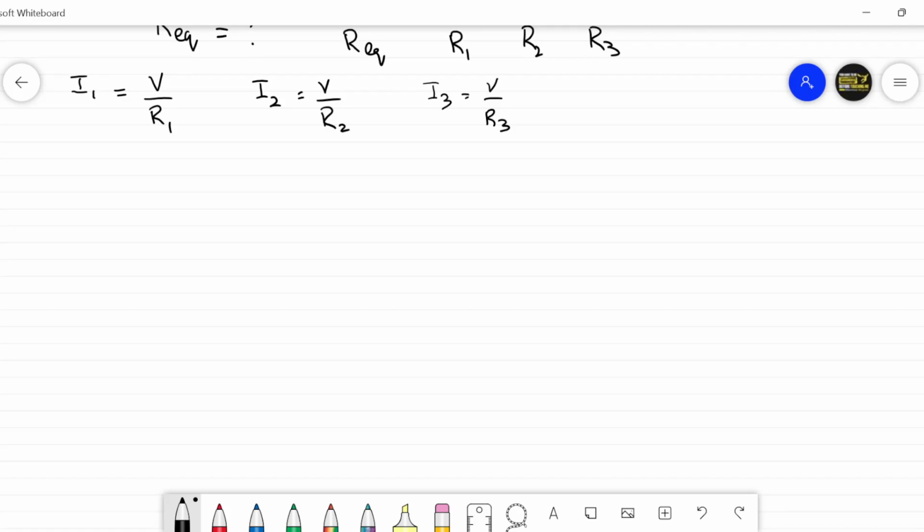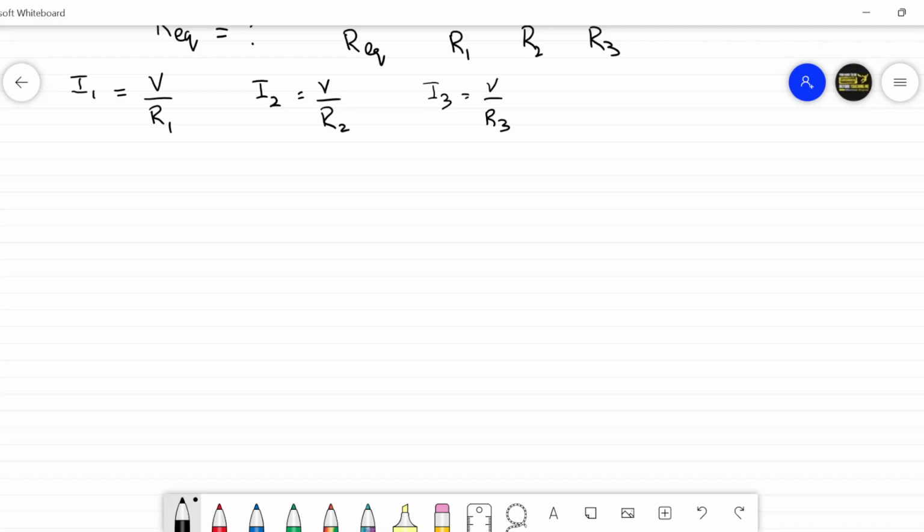So we'll now take up KCL and KVL. We'll try to understand what KCL and KVL is. Two more circuit laws, fundamental circuit laws. These three circuit laws, that is the Ohm's law, Kirchhoff's current law, that's KCL, and Kirchhoff's voltage law, that's KVL. These form the fundamental laws of any electrical circuit.